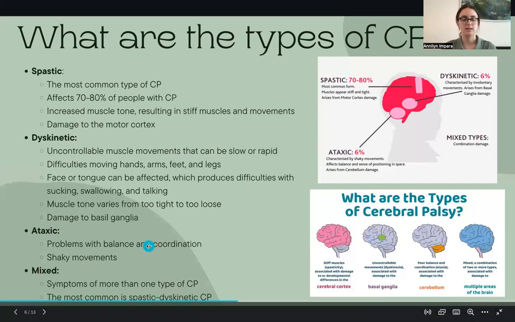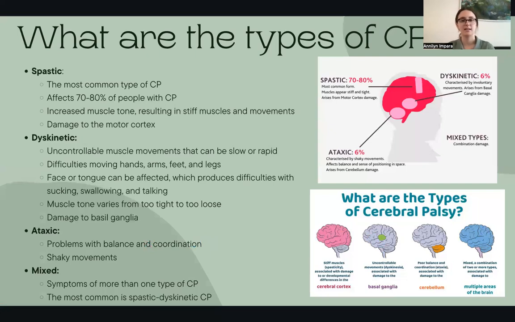And then the next type is ataxic cerebral palsy, which affects 6% of the population. And it is characterized by shaky movements and problems with balance and coordination and positioning in space. And this arises from damage to the cerebellum.